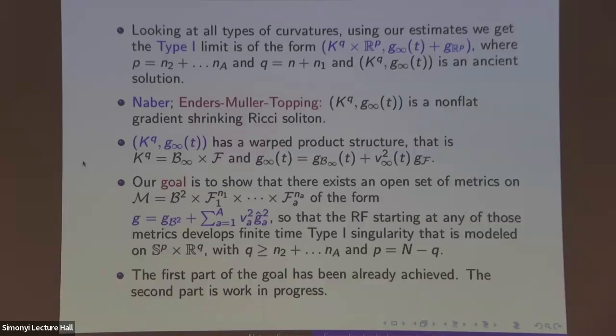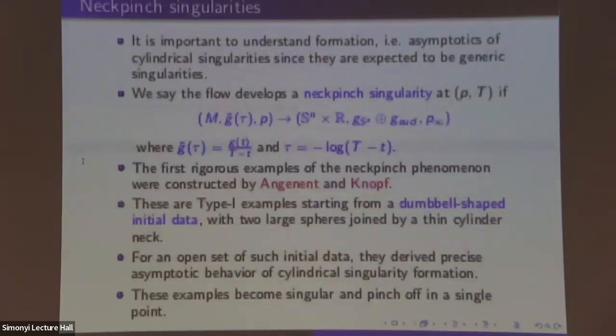Our next goal is to understand what this is. We know it is a non-flat gradient shrinking Ricci soliton, we know it is a warped product over a two-dimensional base, but we want to understand more. Since it comes as a blow-up of the Ricci flows, maybe we can say that it has to be a generalized cylinder.